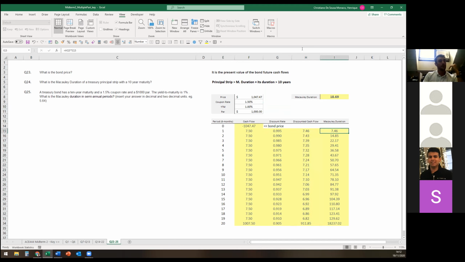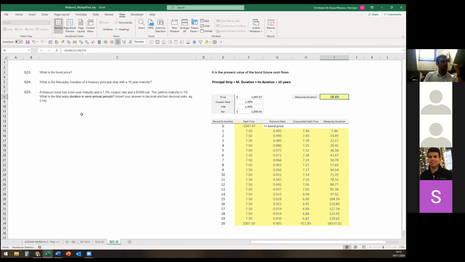And then for the Macaulay duration, to weight the numerator part of that, you just multiply the period in which the payment is made times the discounted payment the bond is going to be making. You should do that all the way down, and the Macaulay duration will be the sum of these weighted payments divided by the bond price that you calculated. Okay, you should be able to find 18.69.